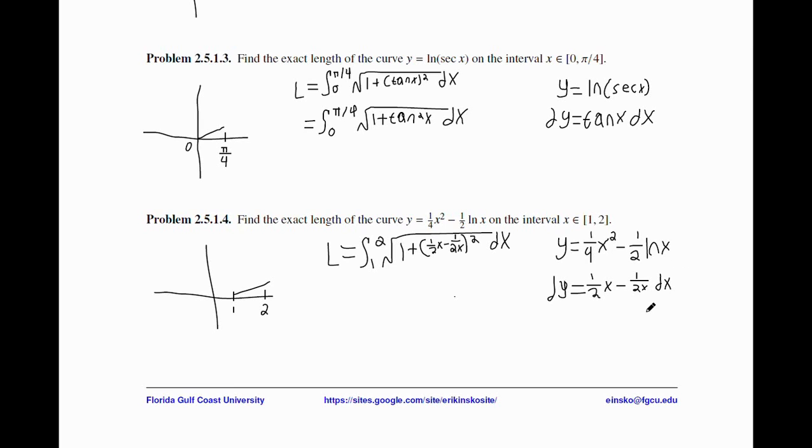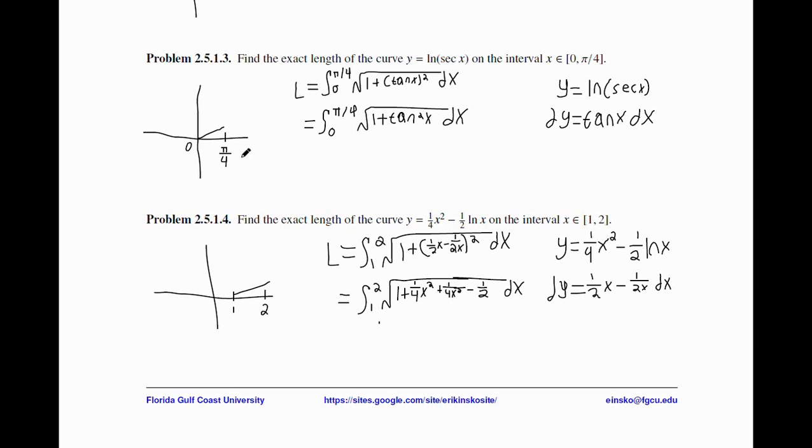And plugging this into our arc length formula, you get L equals the integral from 2 to 1 of the square root of 1 plus 1/2 x minus 1 over 2x, squared, dx. And now, if you multiply this by itself, you can simplify the problem, and you should get the integral from 2 to 1 of the square root of 1 plus 1/4 x squared plus 1 over 4x squared minus 1/2 dx.